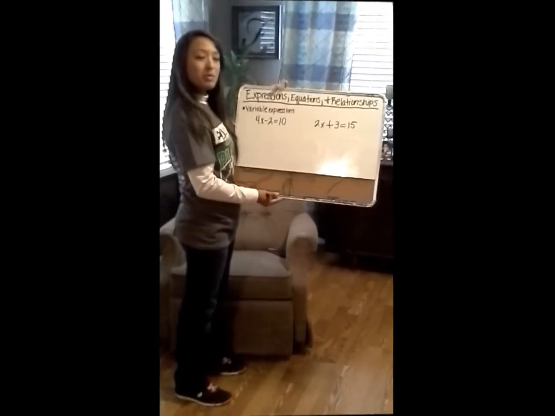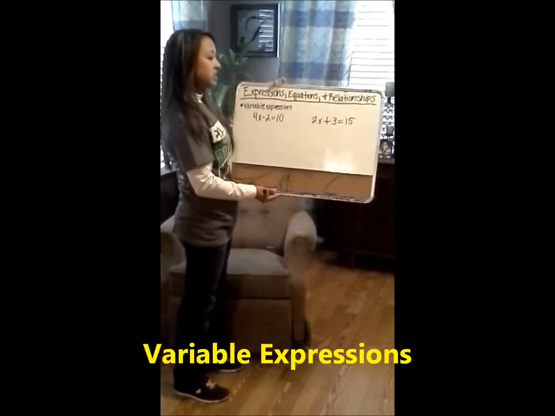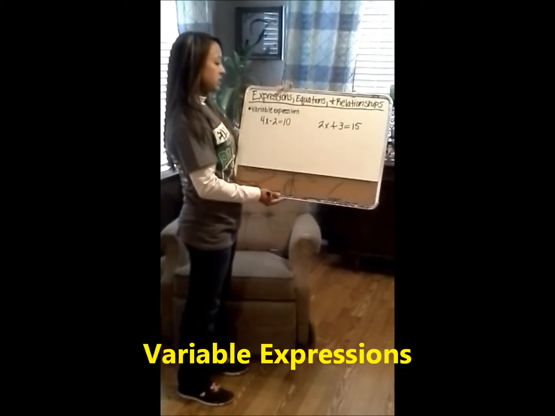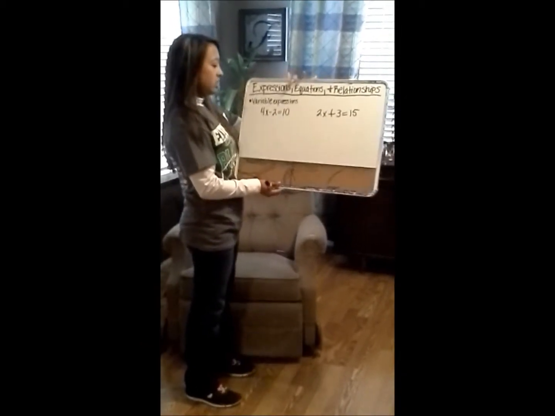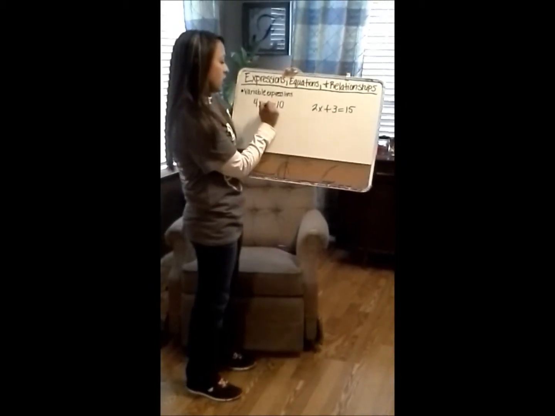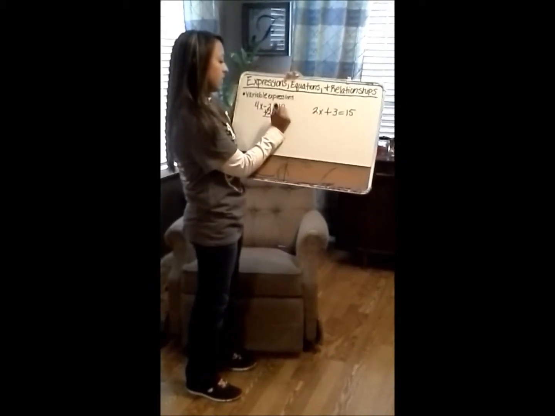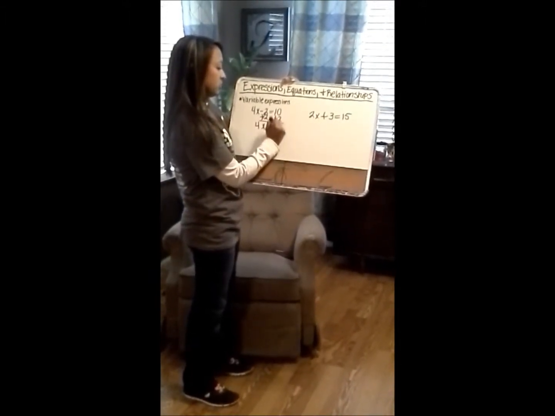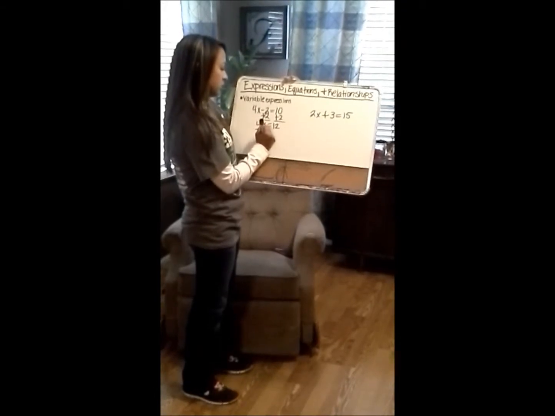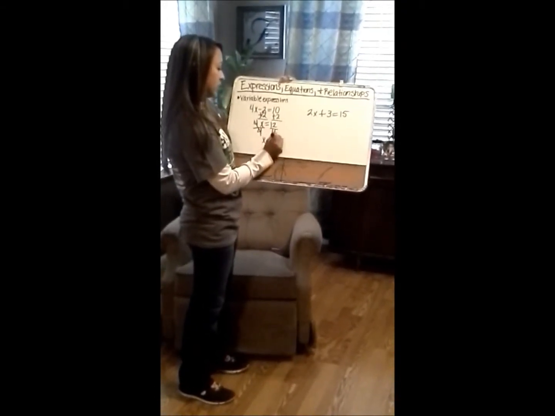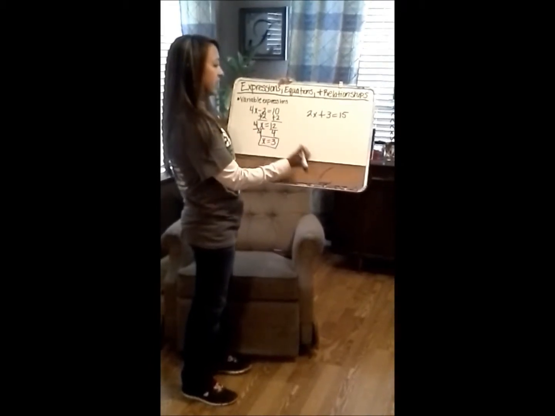Hello class, today we will be learning about expressions, equations, and relationships. The first part, under expressions, is variable expressions. So right here we have 4x minus 2 equals 10. You will add the 2 to both sides and get 4x is equal to 12. Then you will divide by 4 on both sides and get x equals 3. And that is your answer.